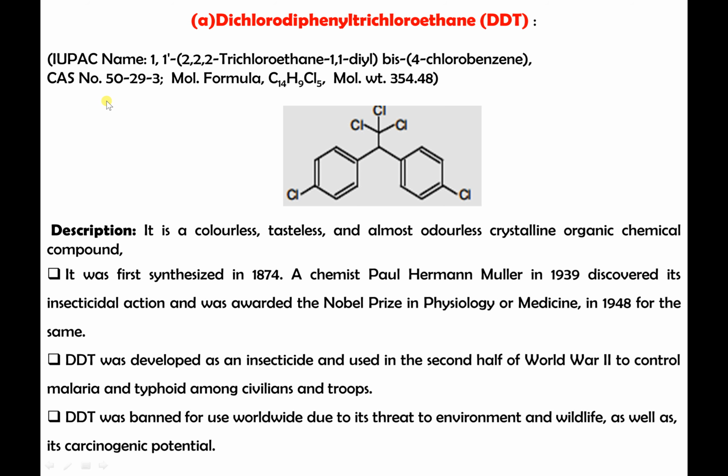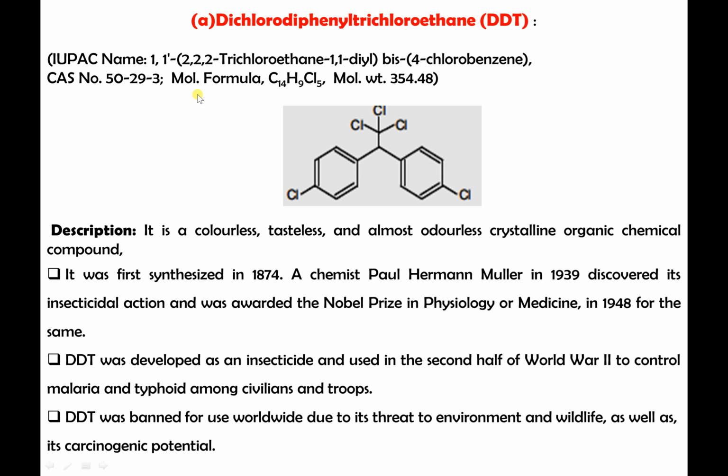The CAS number is 50-29-3. This is a unique Chemical Abstracts Service registry number. Each compound gets a unique number which is not identical with any other compound. Its molecular formula is C14H9Cl5. The molecular weight is 354.48. It's a colorless, tasteless and almost odorless crystalline chemical compound.